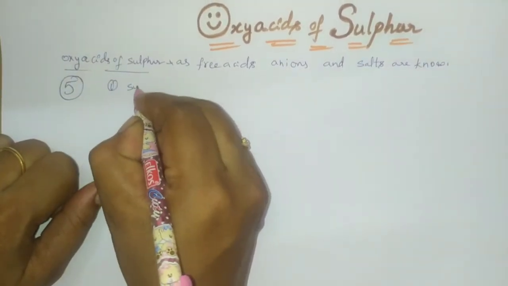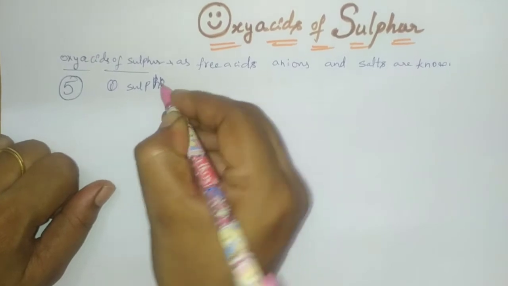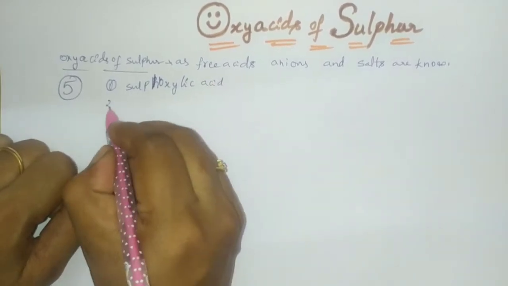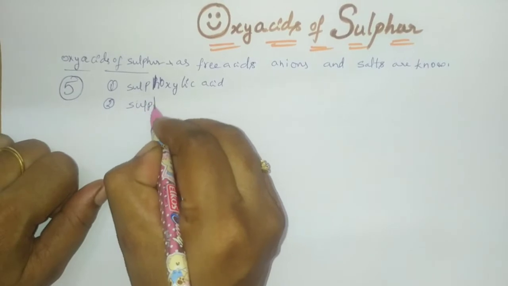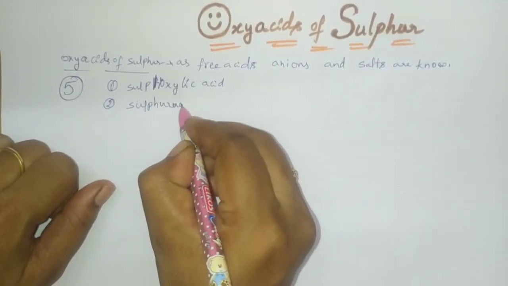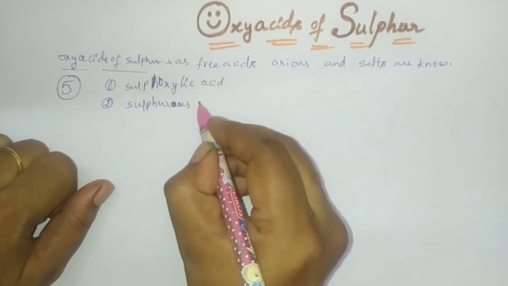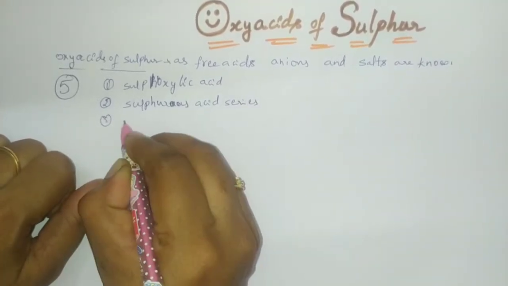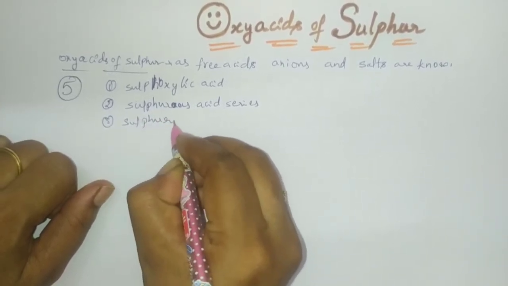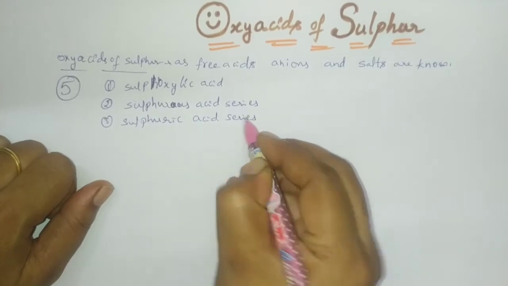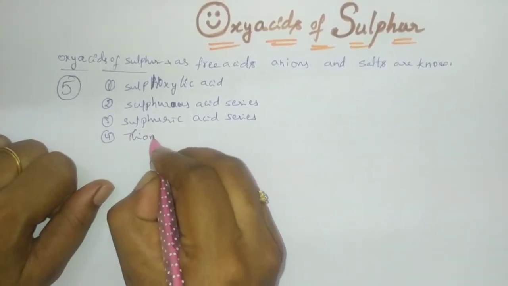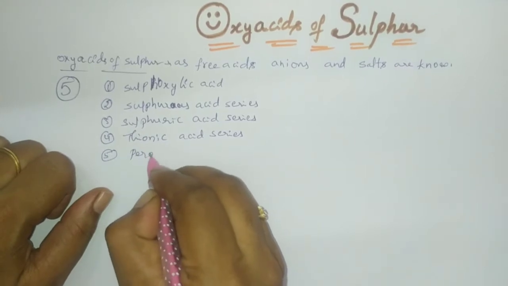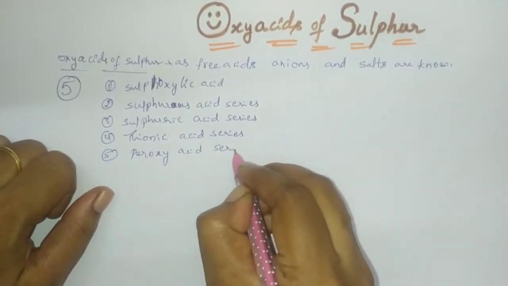So here the first one is sulfoxylic acid, and the second one is the sulphurous acid series, and next the sulfuric acid series, and the fourth one is the thionic acid series, and the fifth one finally the peroxy acid series. Okay.